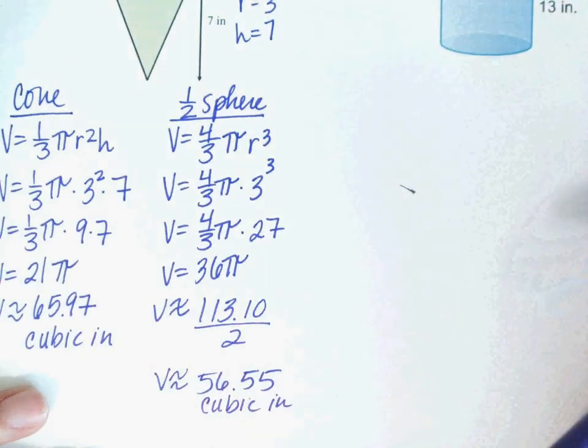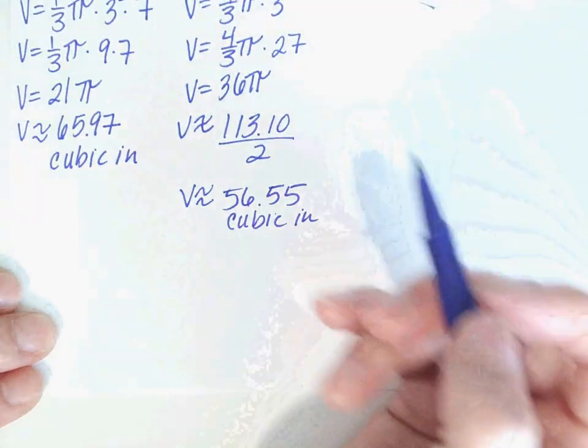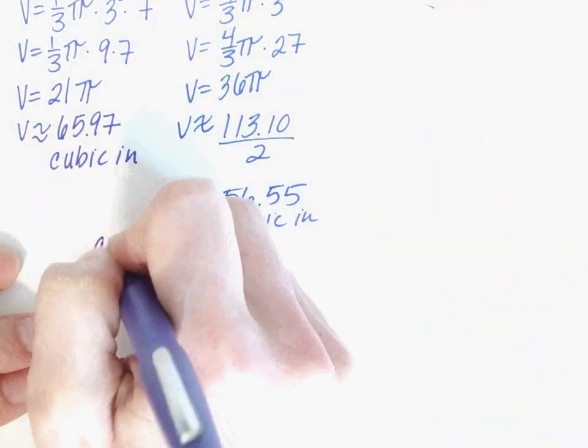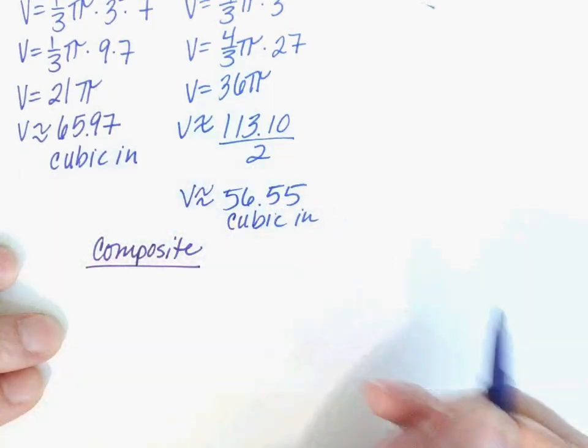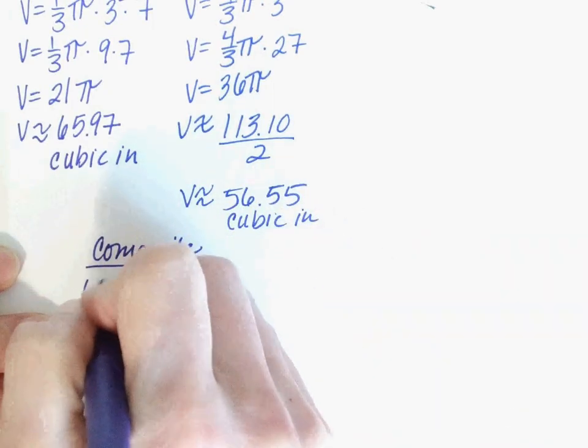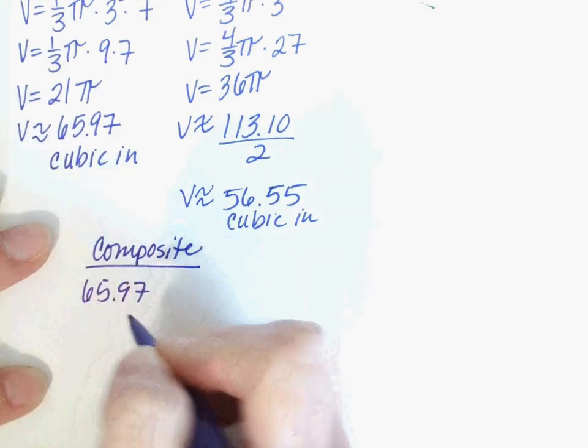My last step, it's a composite figure, so that means I'm going to have to find my total volume. So for this composite, I'm going to take my two values and add them together.